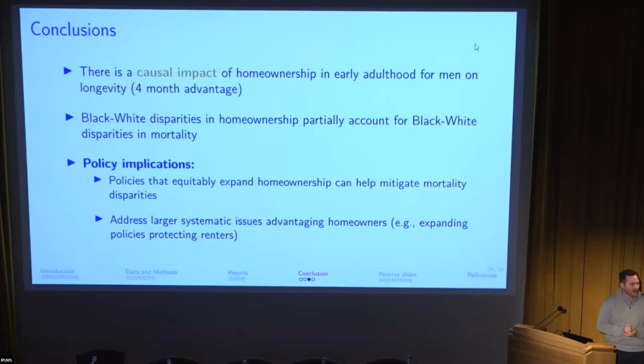And so just thinking a little bit about policy implications here. First, policies that equitably expand homeownership may help mitigate mortality disparities. This is a little bit of a naive recommendation because the United States has tried this lots. There's a fantastic book by Keeanga-Yamahtta Taylor, who's a historian, called Race for Profit, that talks about the history of these types of expansionary homeownership policies in the United States and some of their detrimental effects. A second and perhaps more practical policy implication is to address the larger systematic issues advantaging homeowners and systematically disadvantaging renters, such as expanding policies to help protect renters.